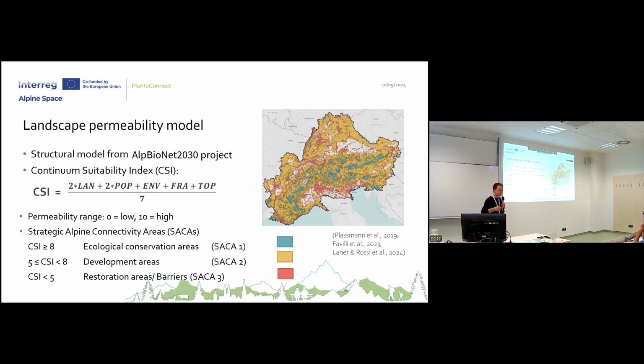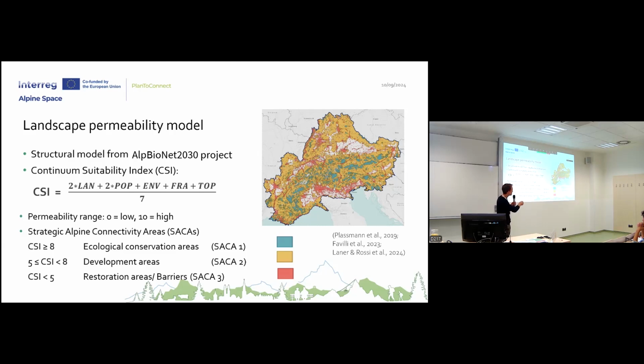On the other side, we have ecological restoration areas. You can see them in red here in the map. They are the main human barriers. And in between, there are these so-called development areas.